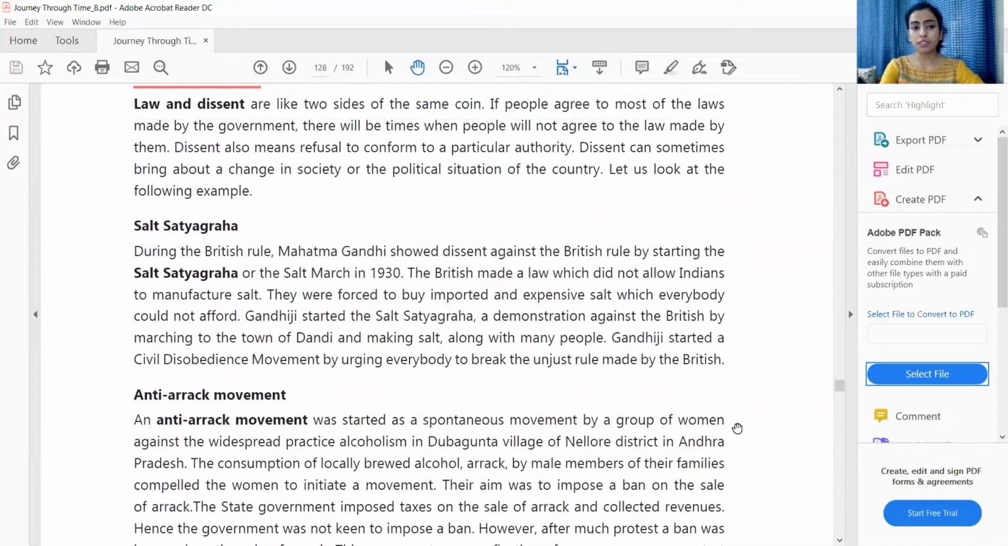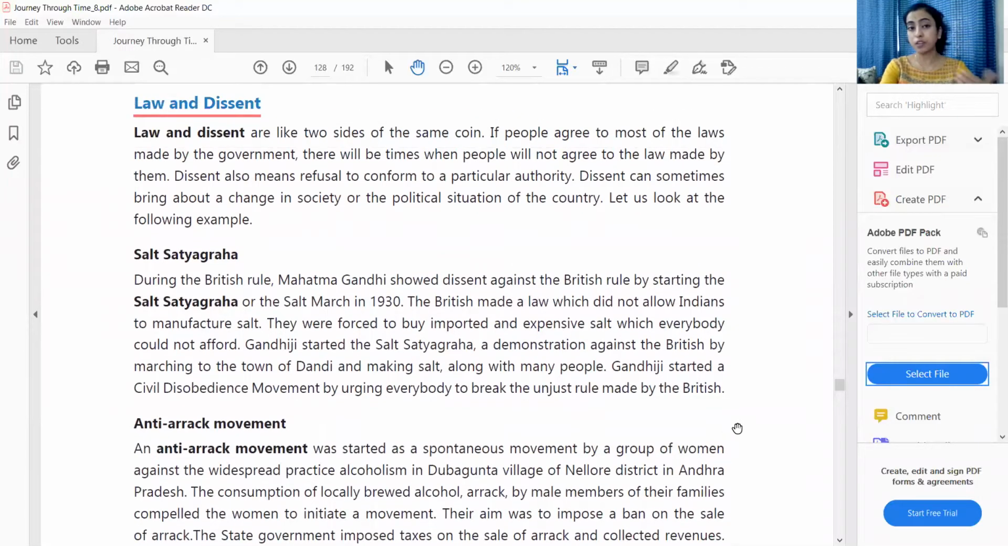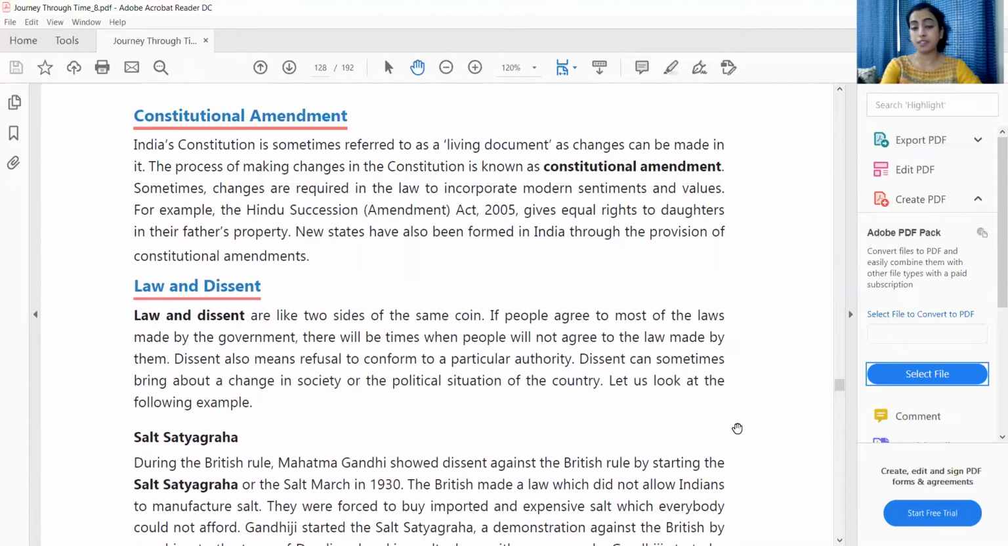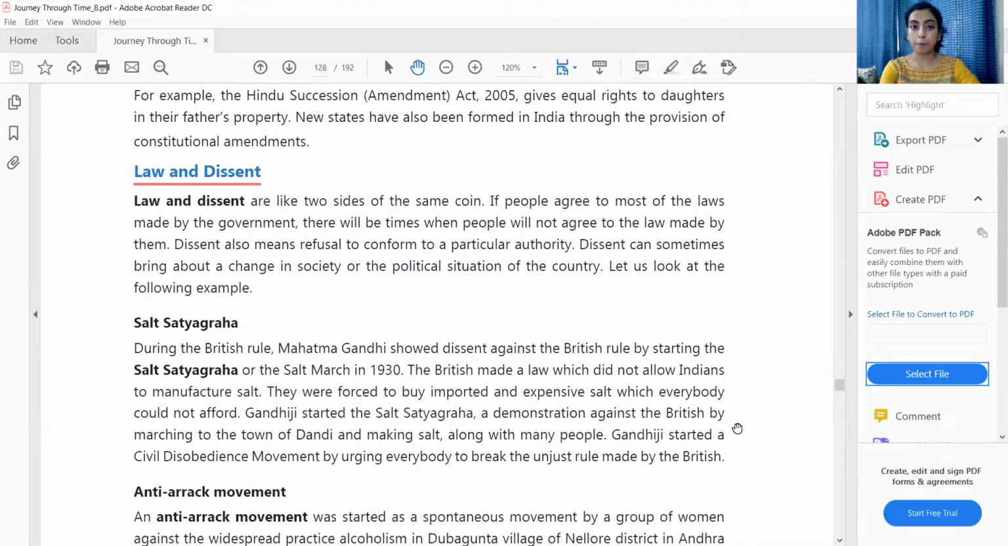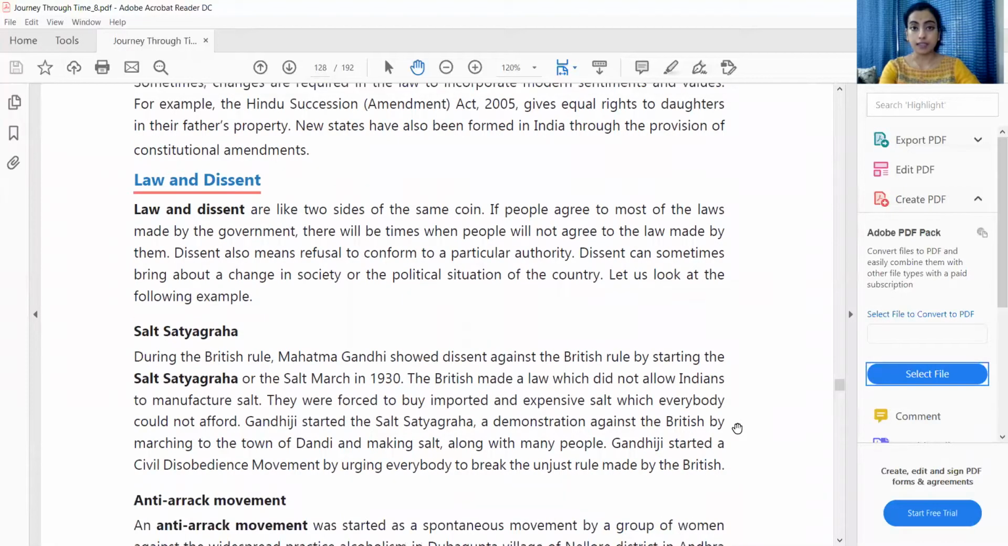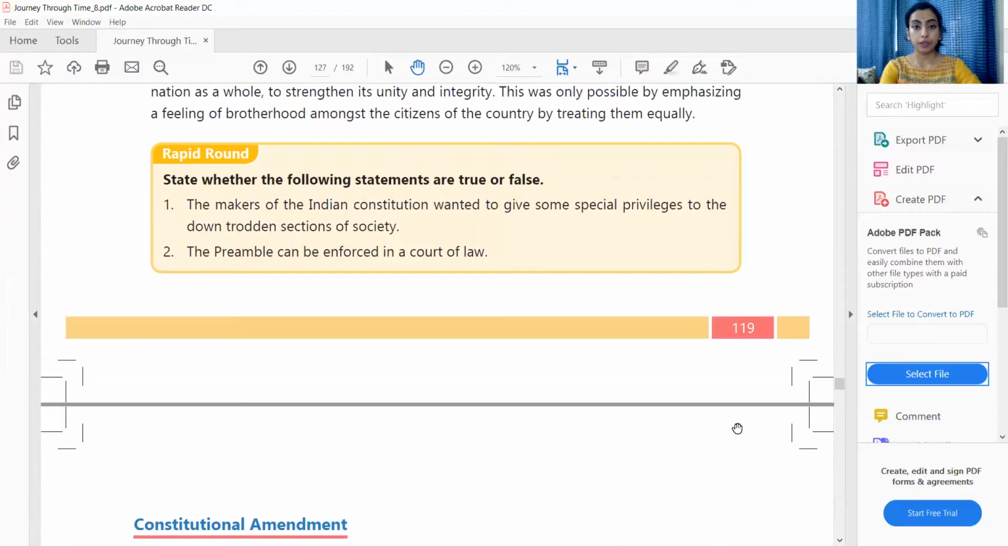So in today's class, we covered a very small topic, that is constitutional amendment, where changes can be made in an existing law. Then we learned about law and dissent. Disagreeing with a law is known as dissent, right? We read about two examples, the Salt Satyagraha and the anti-Arak movement. All right, students, I hope this class was also equally useful as the other two classes. And with this, the chapter comes to an end here.